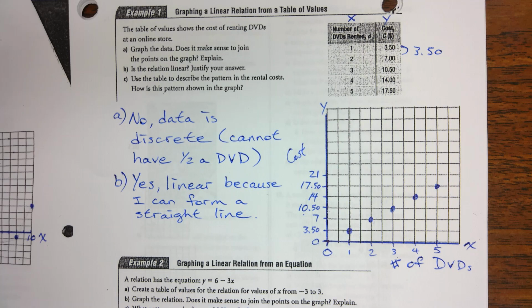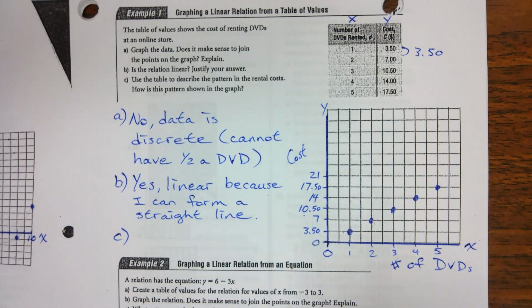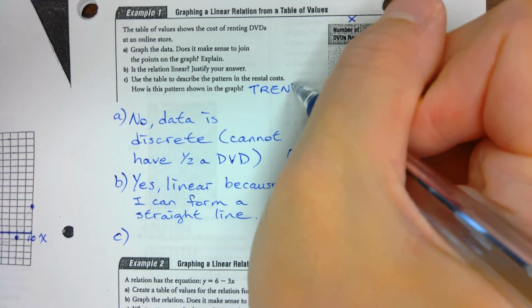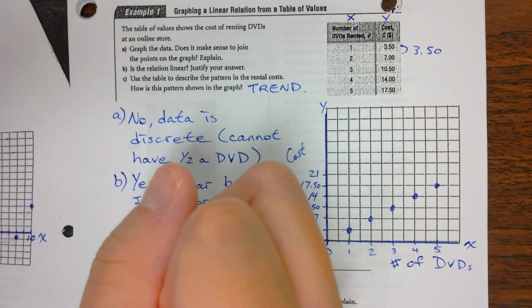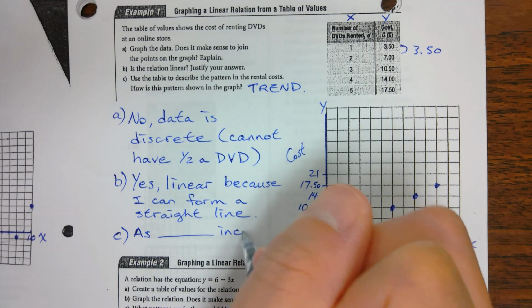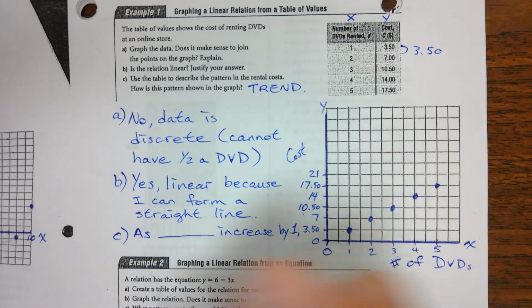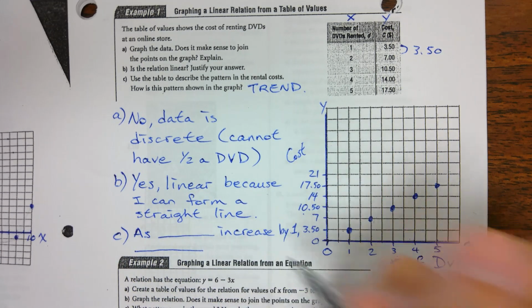Use the table to describe the pattern in the rental costs. How is this pattern shown in the graph? Okay. So what is it going up by here? Basically this question is asking you to describe the trend. We talked about that yesterday. So how we set up our trend is: as something increases by 1, something else also increases or decreases by something.